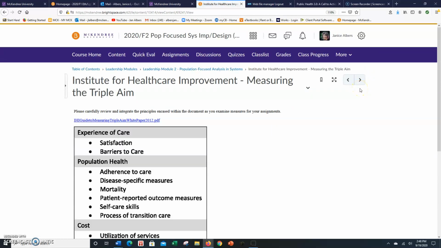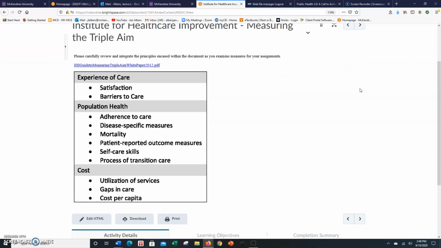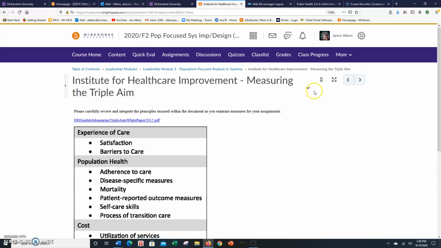With that being said, we're going to revisit the triple aim and examine those factors specific to the experience of care, population health, and cost, and how all of those factors are really interconnected. And along with the topic of our module and using those metrics, this is the IHI's Guide to Measuring the Triple Aim. So I want you to take a look at this document, and there's some valuable information that will help you as we're moving forward in this particular module, as well as the course itself and in your practice.